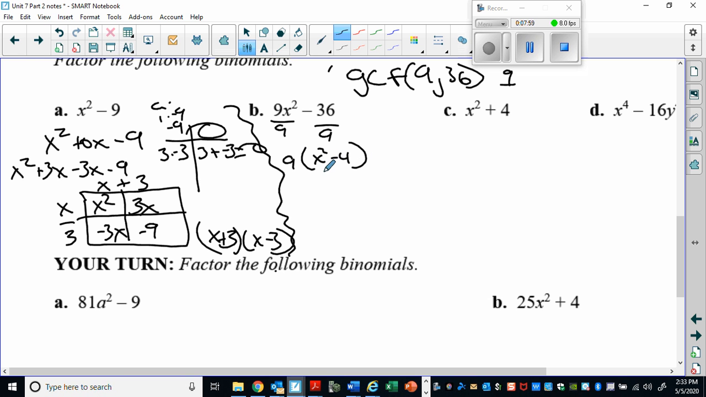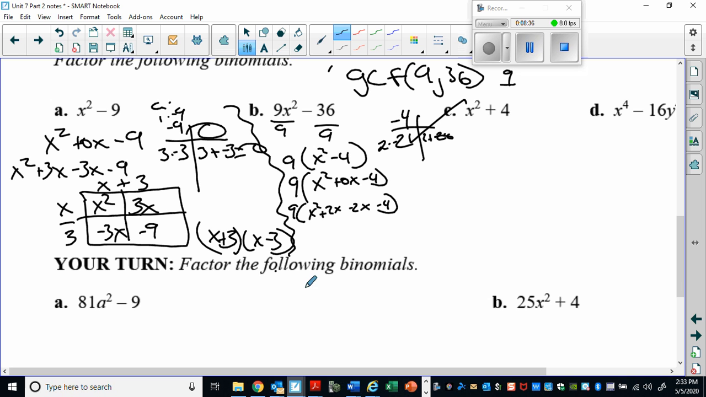Now I have to break this down. So I leave that 9 out there, and I say x squared plus 0x minus 4. Now, I create my t-chart. This is an easy one because it's such a small number. There's not a lot of numbers that multiply to negative 4. So I do 2 times negative 2, and then 2 plus negative 2. That works. Check. That's what I'm going to use. So it's going to be 9 times x squared plus 2x minus 2x minus 4.